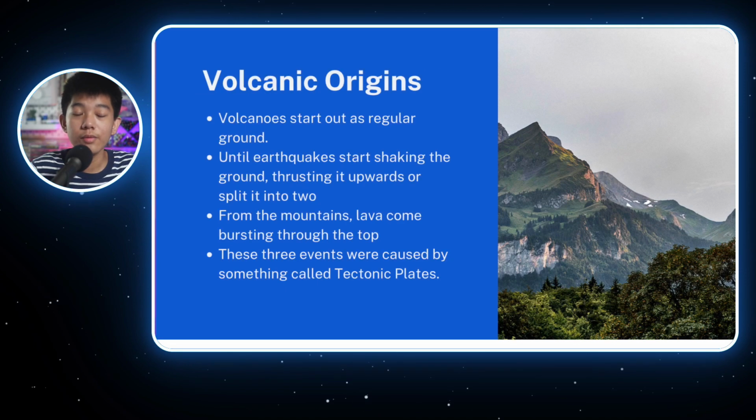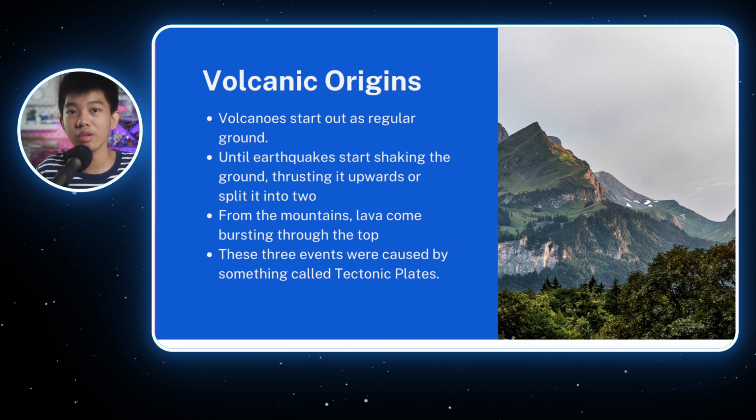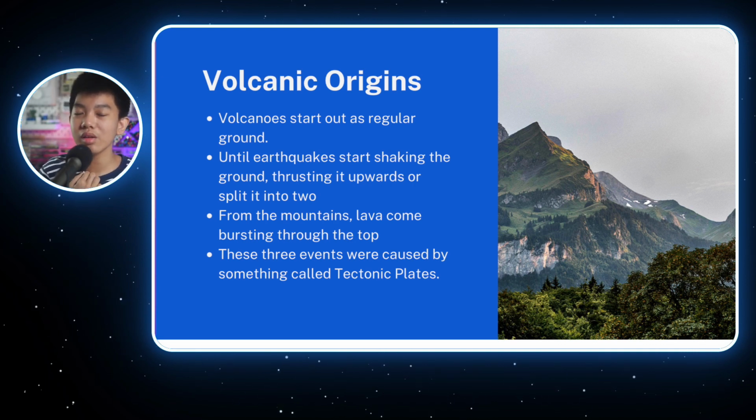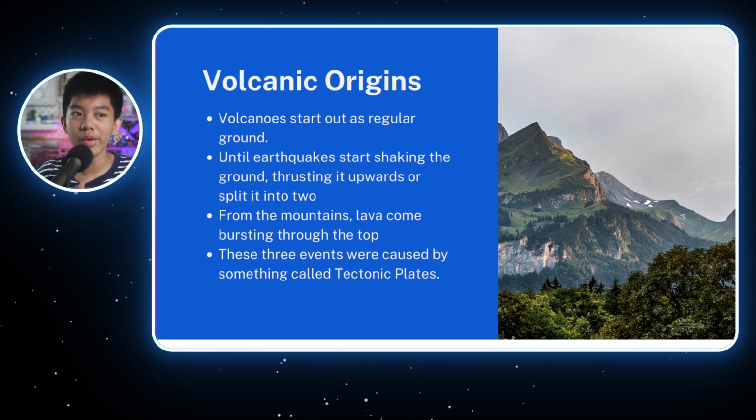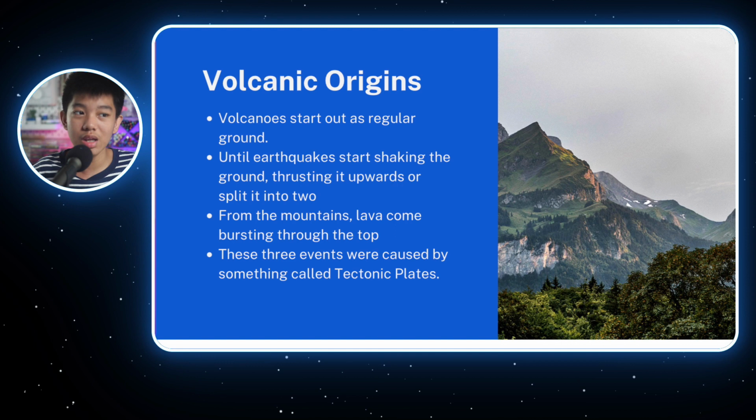You see, volcanoes start out as regular, boring ground. That is, until an event called an earthquake happens, which sometimes shakes the ground, either thrusting it upwards or tearing the ground into two. From the mountains, there could be a chance of a little something called lava bursting through from the top, creating volcanoes.